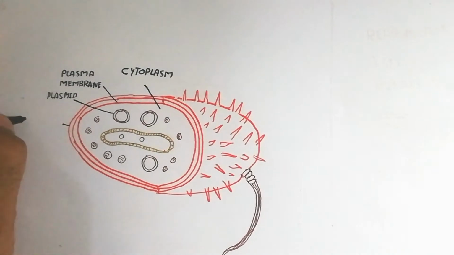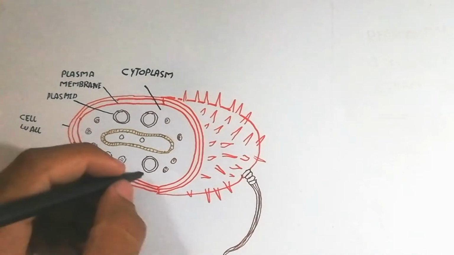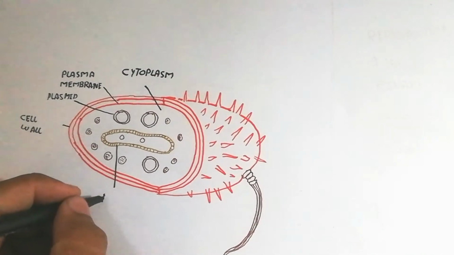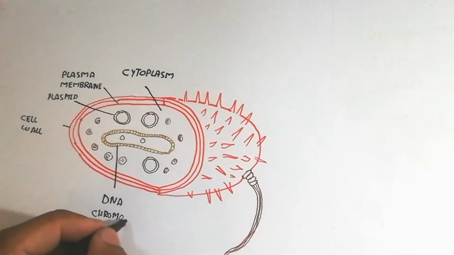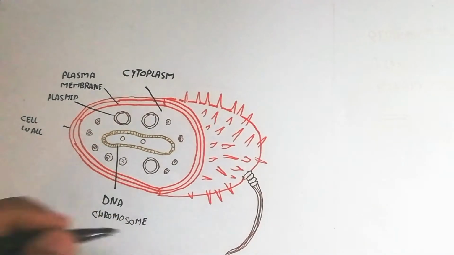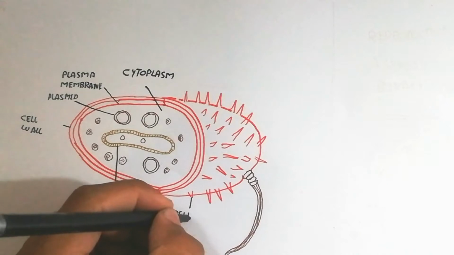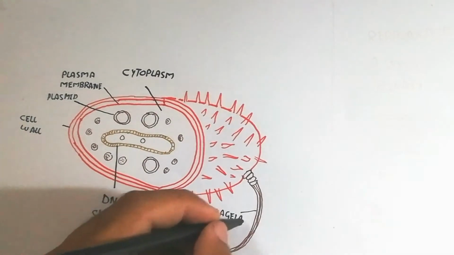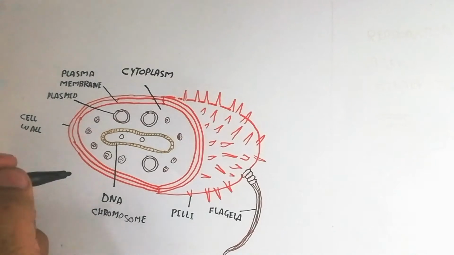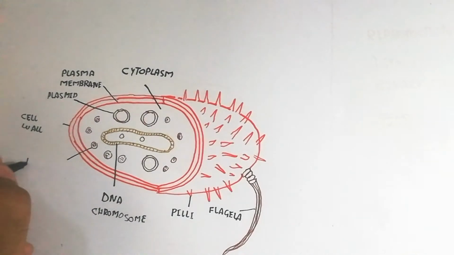And the outer side of the plasma membrane is a cell wall which contains the peptidoglycan. The peptidoglycan is made of N-acetyl glucosamine and N-acetyl muramic acid, that is murein. And here are the pili, and here is the flagella, which is shown in the figure.